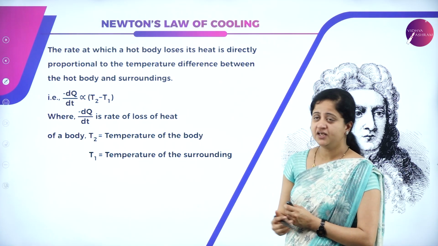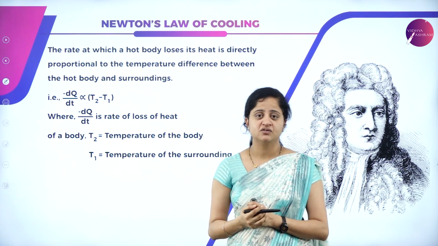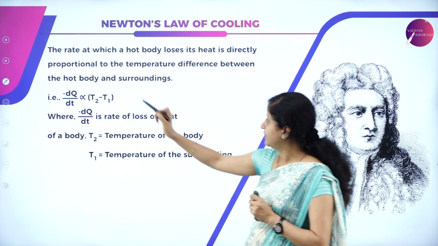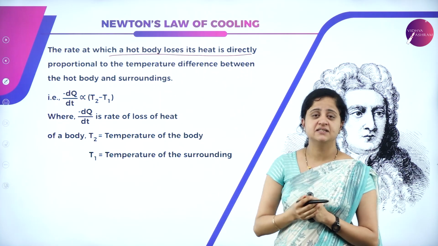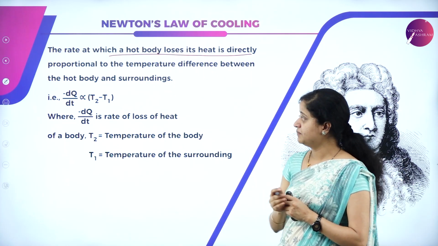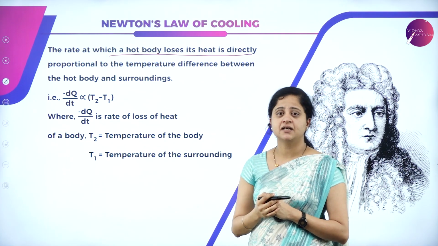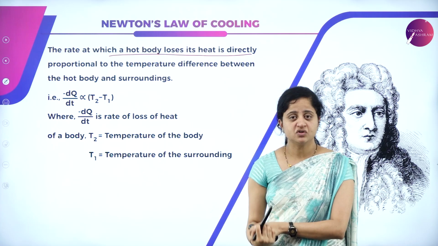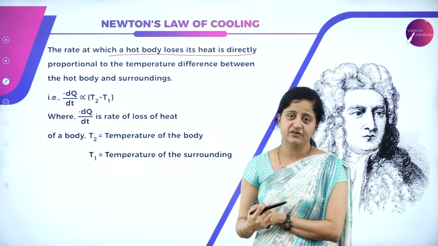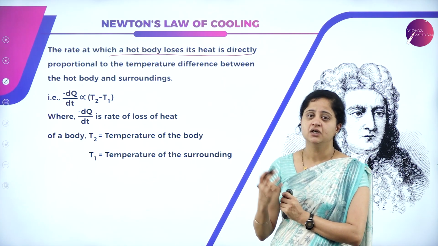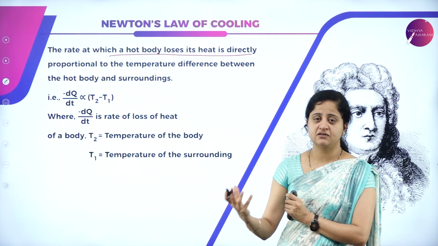The next topic for today is Newton's law of cooling. What is this law? It states that the rate at which a hot body loses its heat is directly proportional to the temperature difference between the hot body and the surroundings. Basically, a calorimeter also works on the principle of conservation of energy, which is nothing but heat lost by the hot body is equal to heat gained by the cold surrounding or the cold surface.